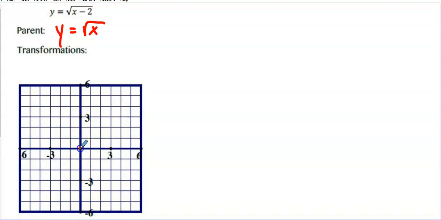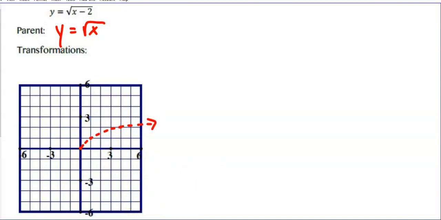I'm going to start here. Square root of 0 is 0. Okay, so if x is 1, the square root of 1 is 1. So that's that point right there. Let's go over to 4 because it's just easier to take the square root of 4. So 1, 2, 3, 4. Square root of 4 is 2. So a square root function is weird looking to me. It goes like this. So this is our parent function.